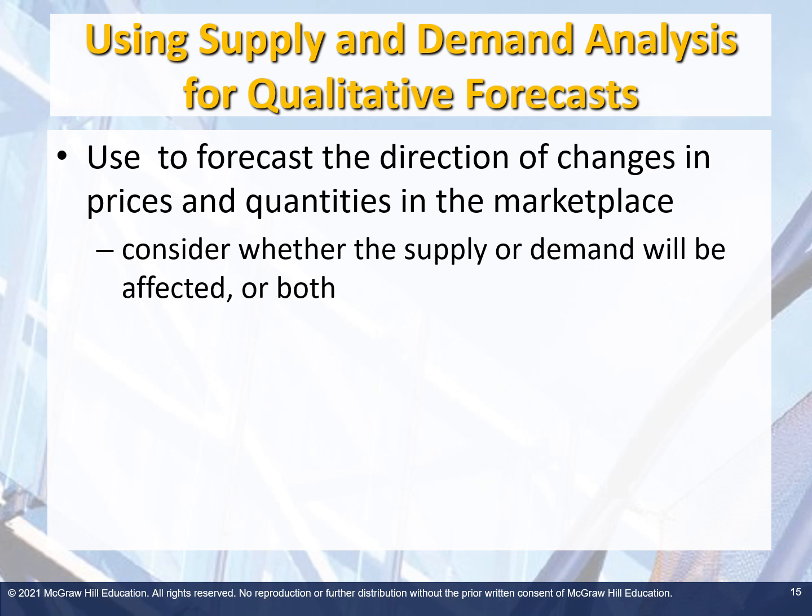Supply and demand analysis can be used to forecast the direction of changes in prices and quantities in the marketplace. By considering whether supply or demand will be affected, or both, we can predict how prices and quantities will change. For example, if we anticipate an increase in demand for PCs due to a new software release, we can predict that prices and quantities will rise.